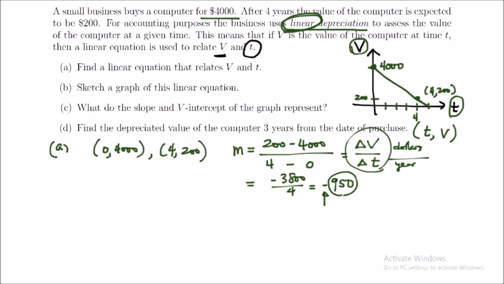Now that I have the slope information, I can then just pick a point and then construct my equation. In fact, I'm going to pick this point here because this point is already in the y-intercept form, or in this case, the v-intercept form. This is the v-intercept because that's where the line crosses the v-axis. So slope-intercept form, in this case, would simply be the v value equals mx, well that's going to be negative 950 x, well there's no more x, this is the variable t here, plus the v-intercept, which is 4,000.